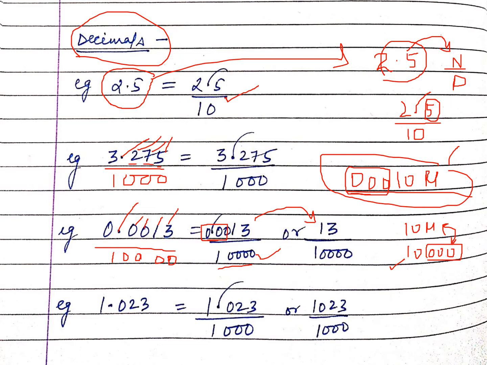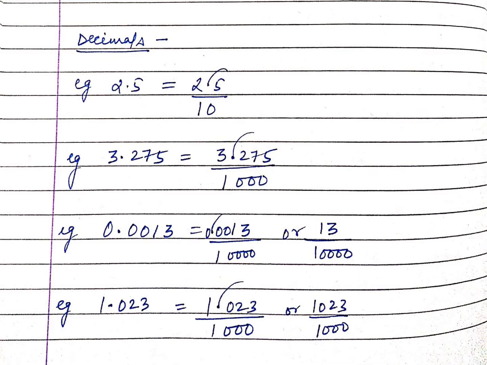Then we have 1.023, same question. Remove the decimal. What will happen? 1 will come. Count the number of digits: 1, 2, 3. So 1, 2, 3 zeros. This is the number, so the final answer is 1023 upon 1000. Got it?